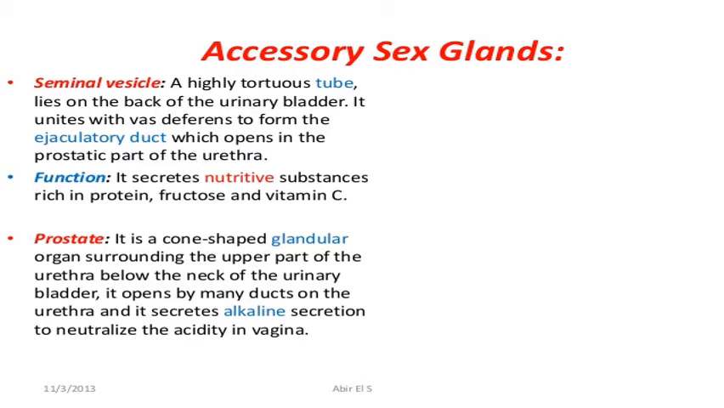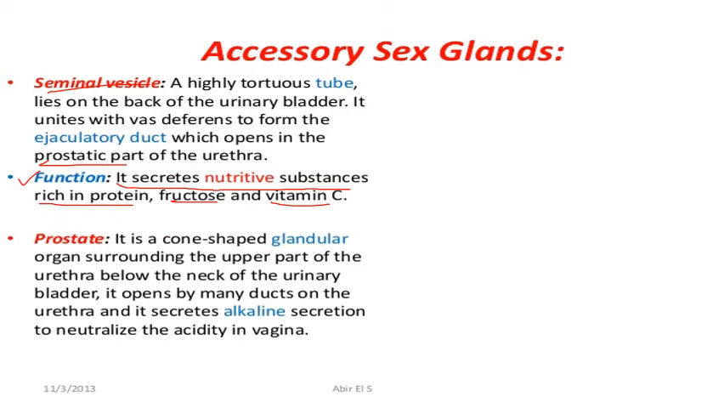So one of those is the seminal vesicles, which are highly tortuous tubes lying just at the back of the urinary bladder. It unites with the vas deferens, and after that it forms the ejaculatory duct, and that ejaculatory duct opens into the prostatic part of the urethra. Its major function is this: while the sperms are passing from the ejaculatory duct, they need some kind of energy, and that energy is given by nutritive substances released by the seminal vesicles, which are rich in protein, fructose and vitamin C. So this is the role played by the seminal vesicles in the male reproductive system.